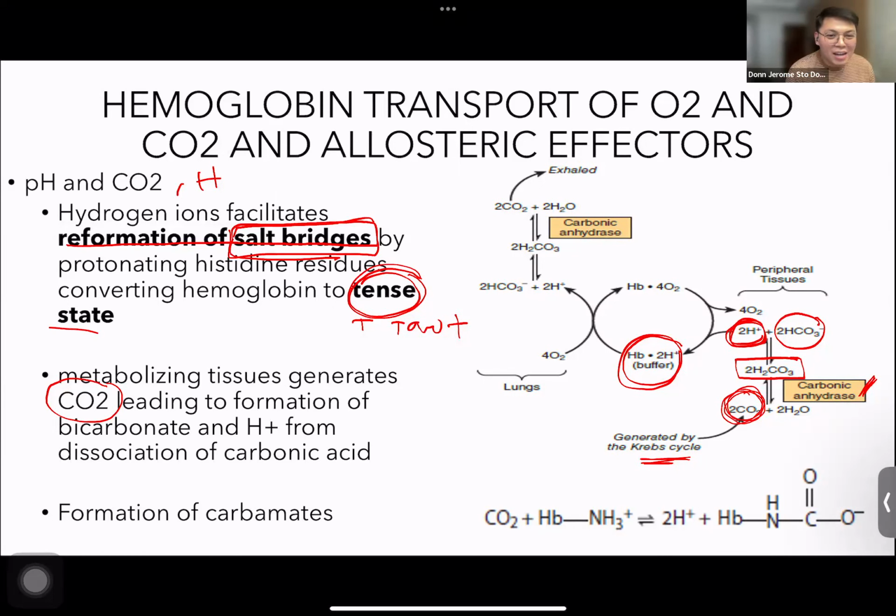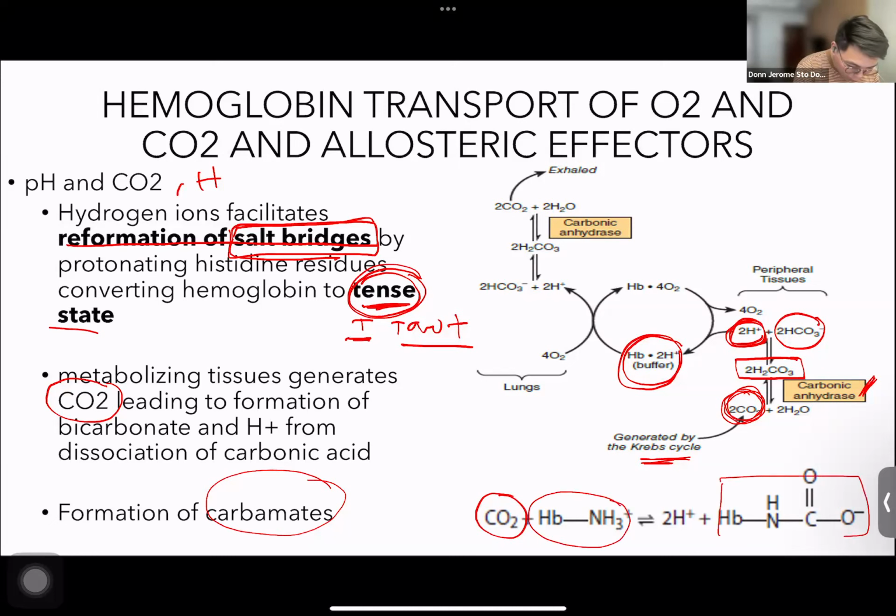So again, reformation of salt bridges by high levels of hydrogen ions facilitates the conversion of hemoglobin to the TENS, T, or tau form. Okay? So carbamates naman, ano ba yung carbamates? These are produced by the reaction of carbon dioxide with the amino group in your hemoglobin producing carbamates. Ito po yung carbamates. Okay?